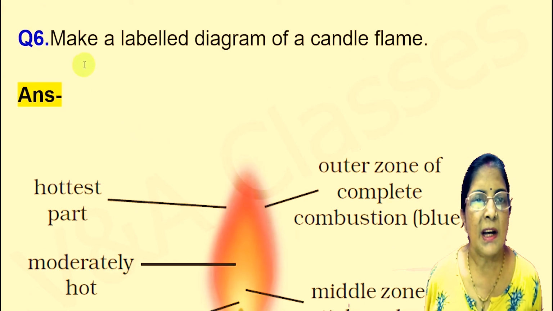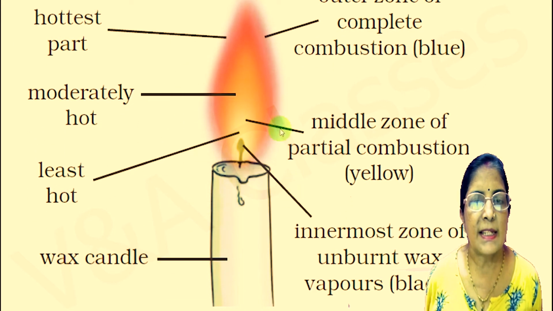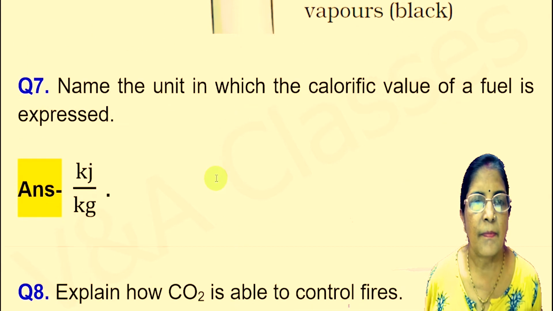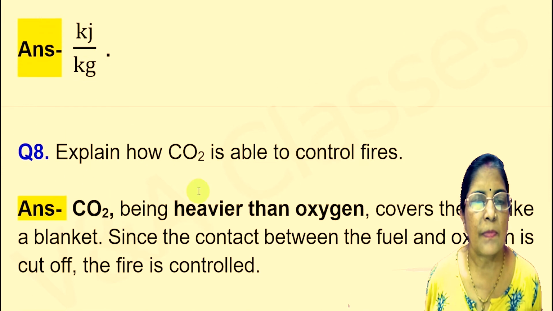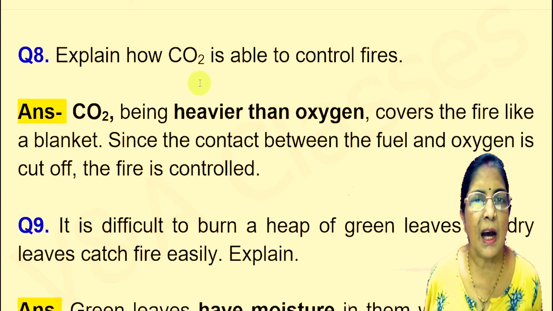Now next question, make a labelled diagram of a candle flame. You have to draw this diagram and label it. Now next question, name the unit in which the calorific value of a fuel is expressed. Answer, kilojoule per kilogram. Next question, explain how CO2 is able to control fires. Answer, CO2, being heavier than oxygen, covers the fire like a blanket. Since the contact between the fuel and oxygen is cut off, the fire is controlled.